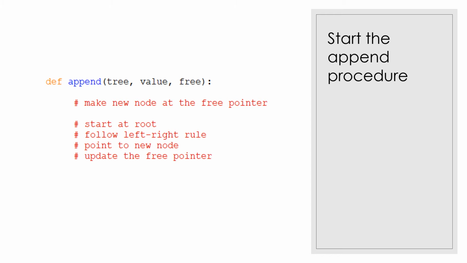So we're going to start at the root of the tree, and we're going to follow the left-right rule outwards, going left if the value is smaller, right if the value is larger. When we find a space for our new node, we're going to change the empty pointer so it points to the new node. Remember, that's at the free pointer at the moment. We're going to point to it, and then we're going to update the free pointer. And I haven't added this, but clearly the last thing we're going to do is return to the main program.